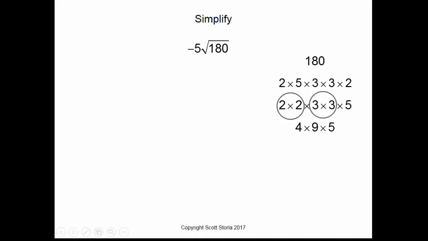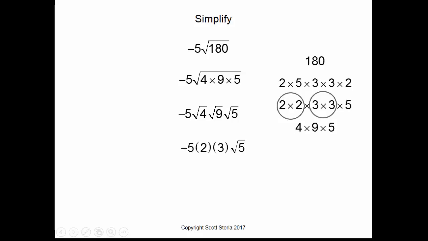Rewriting 180 in factored form, and then using the product property, I have the square root of 4 times the square root of 9 times the square root of 5, and the first two give me factors of 2 and 3. And last, I would multiply and find that I have -30 times the square root of 5.